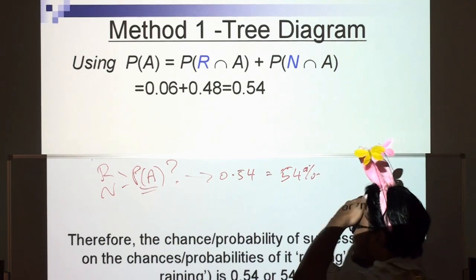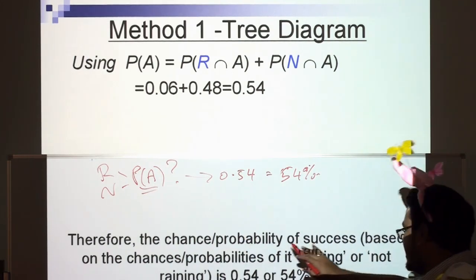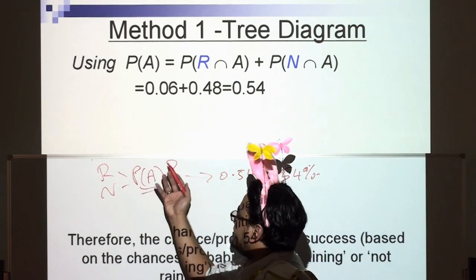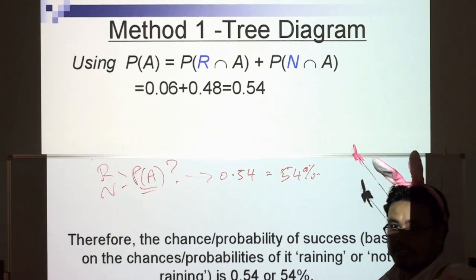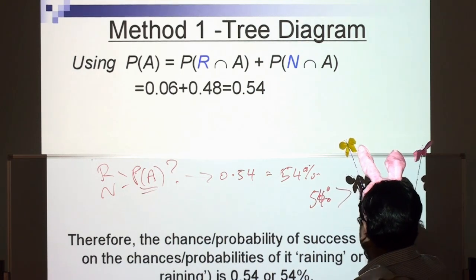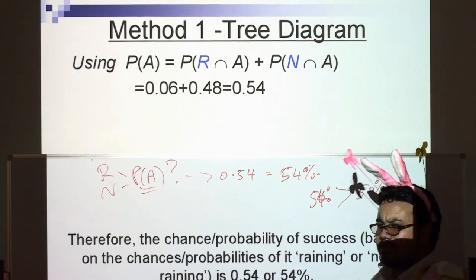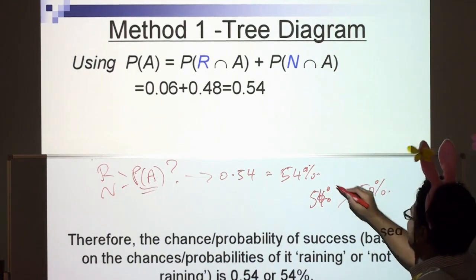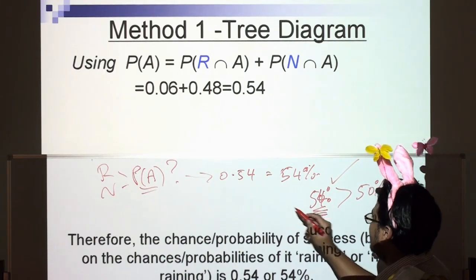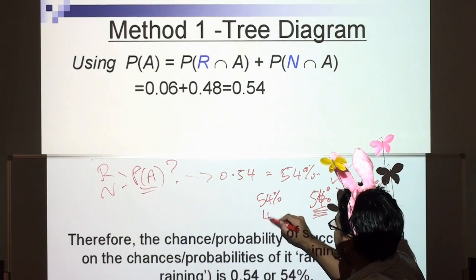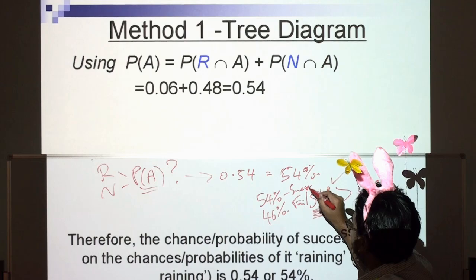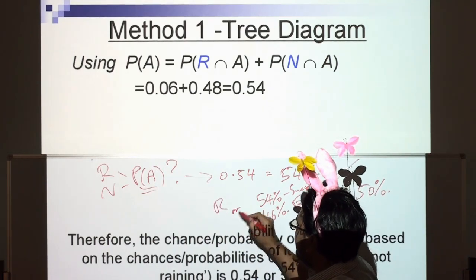54%. So we can say the chance or probability of success based on the chances or probabilities of rain or no rain, it doesn't matter, is 54%. Therefore, 54% is greater than 50%. So if I were to think, should I have a sale? The answer is yes, I am going to have a sale on Saturday because there is a higher chance of success. 54% success, so 46% fail. Rain or no rain.